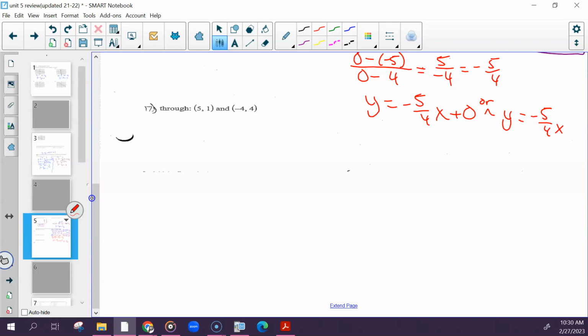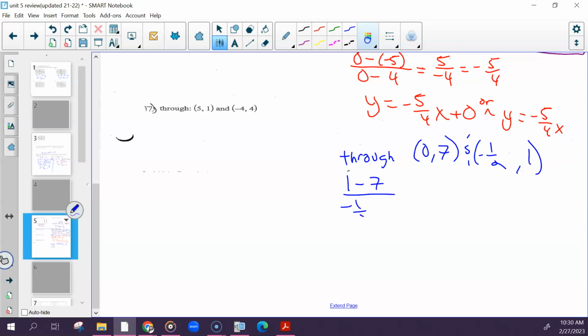And then the one you're going to add in the open space is through the points 0, 7 and 1, negative 1/2, 1. Let's find our slope first. So 1 minus 7 over negative 1/2 minus 0. We have negative 6 over negative 1/2.